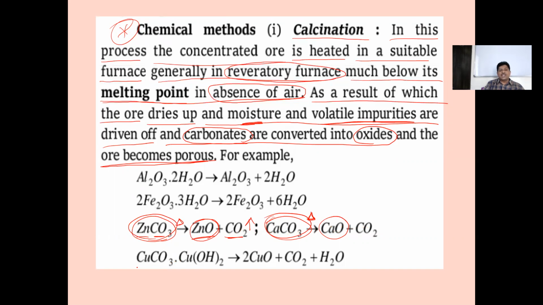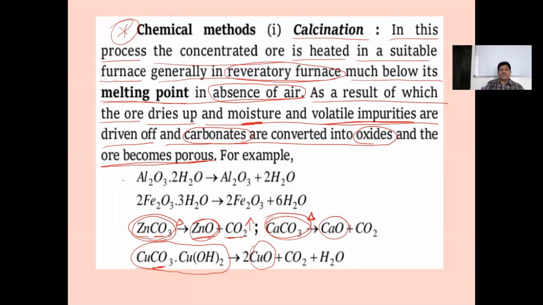Here also you see CuCO3 Cu(OH)2, copper carbonate and copper hydroxide. When this carbonate ore is heated, the copper carbonate will become copper oxide. So this is the calcination process.